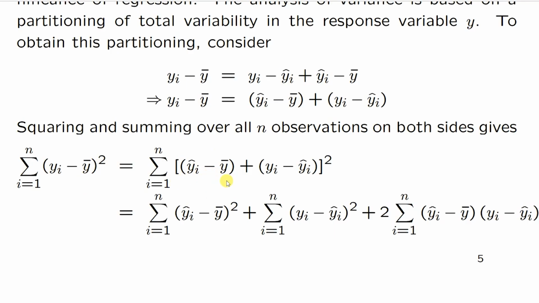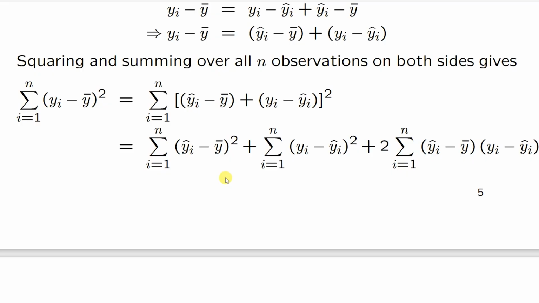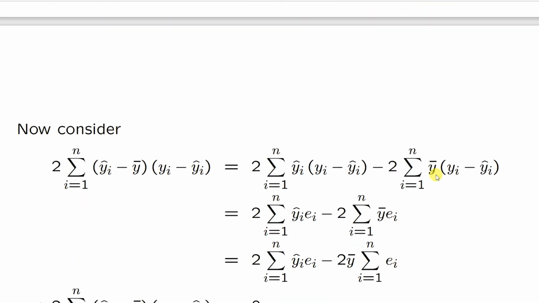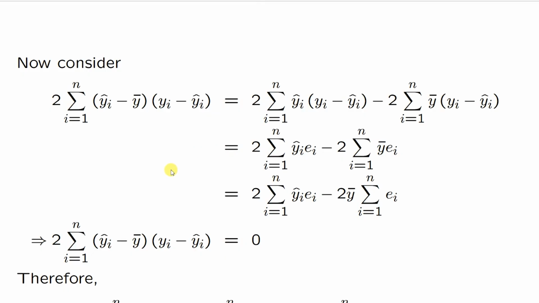We can observe that this is in the form a plus b whole square. We know that a plus b whole square equals a square plus b square plus 2ab. So let us implement this. Now let us focus on the third term and try to simplify this, that is 2 into summation yi cap minus y bar into yi minus yi cap. So let us expand the terms.